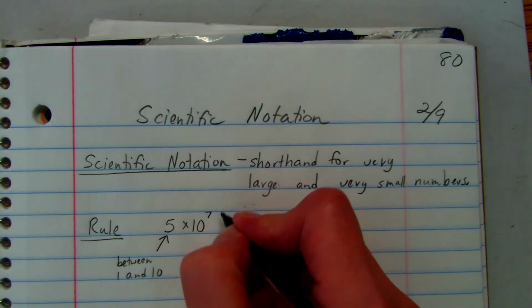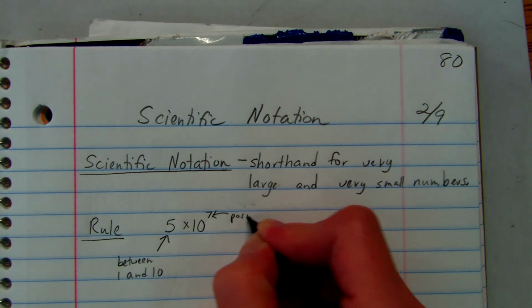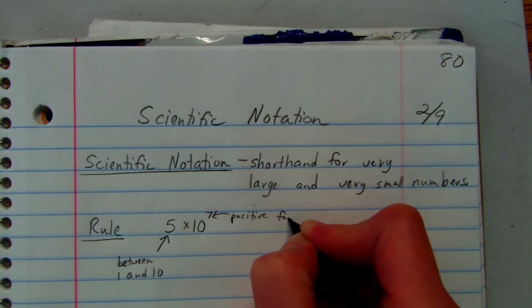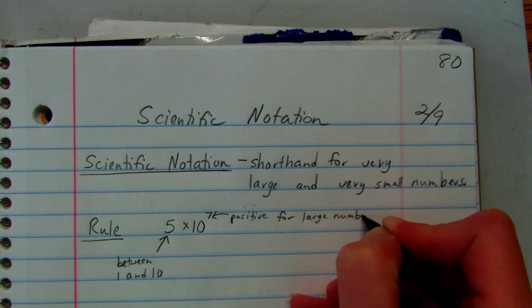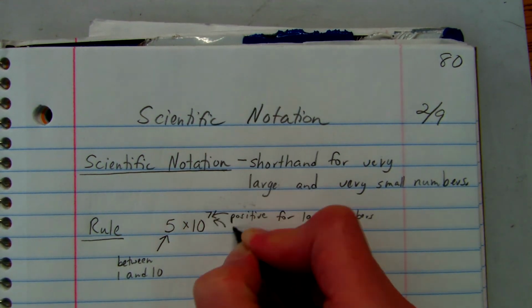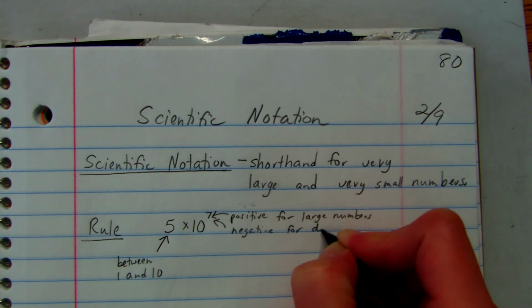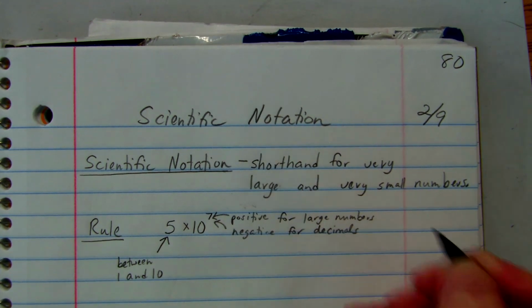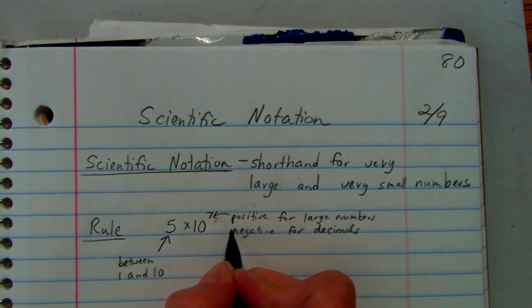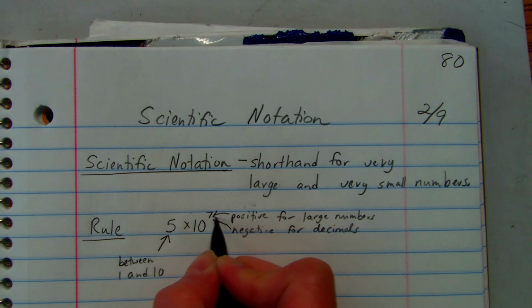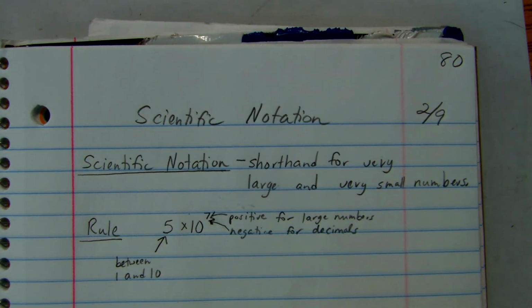And then this exponent is positive for your large numbers, and it's negative for decimals, so your very small numbers. My arrows look kind of funny. So it's positive for large numbers, negative for small numbers. And so that's sort of the rule that goes along with it.